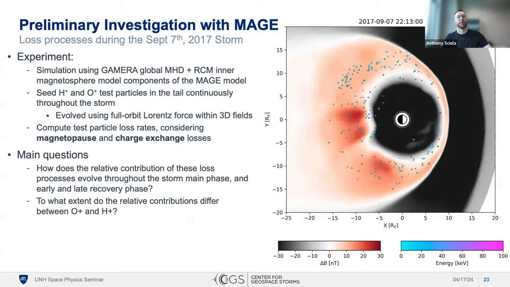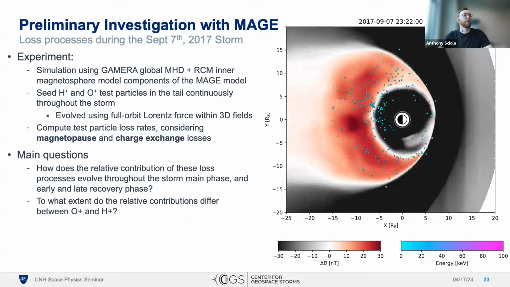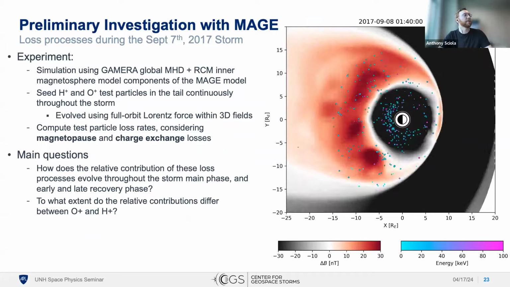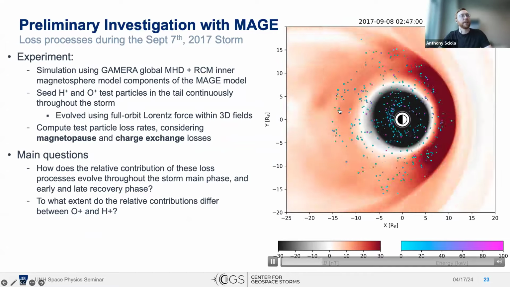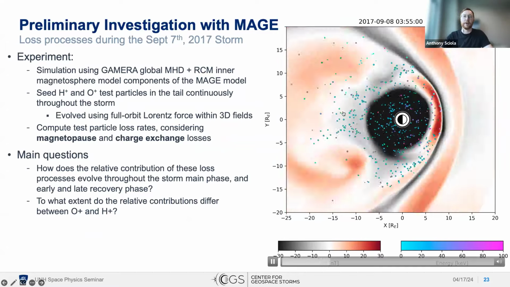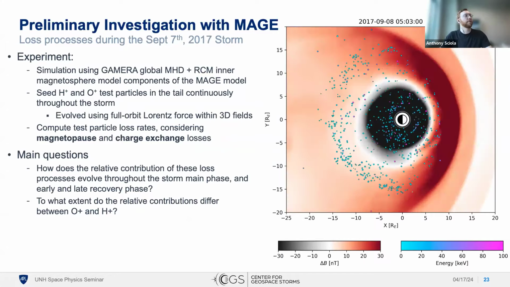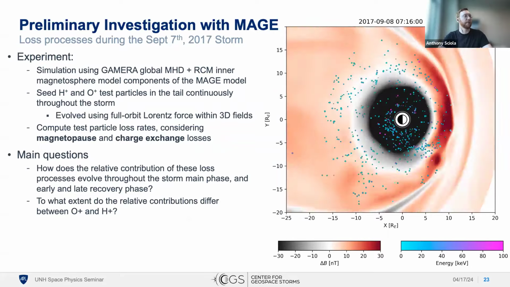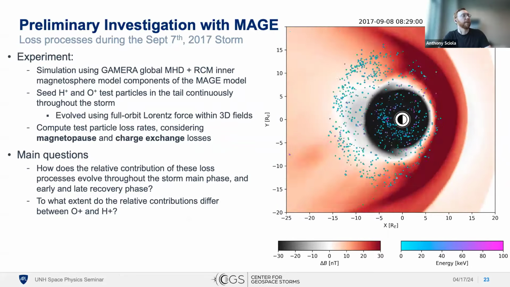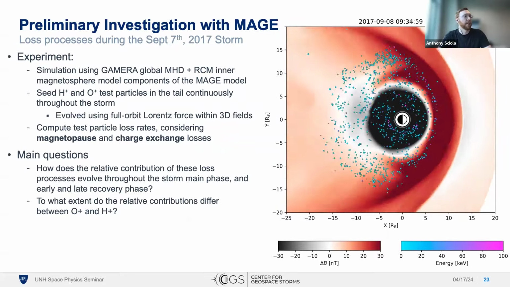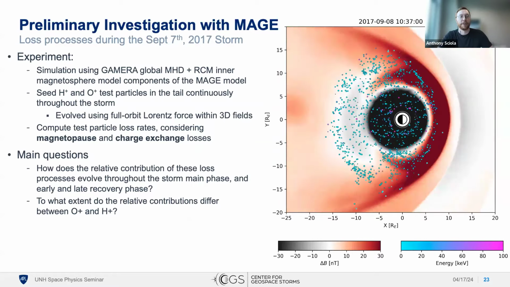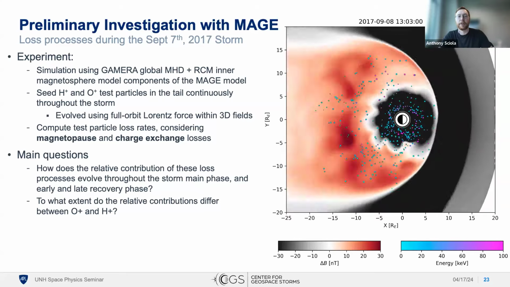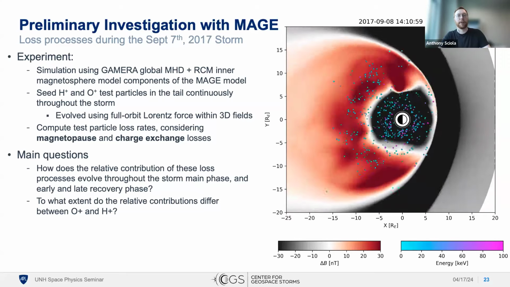And so that brings us to our next study here, where we are again using the MAGE model to do a storm simulation, but then also seeding test particles throughout it, and then tracking their evolution and losses to the system to get a read for how much that is coming through magnetopause versus charge exchange losses. And so for this, we're trying to investigate how the relative contributions of these loss processes evolve throughout the storm phases, and to what extent the relative contributions differ between O+ and H+.